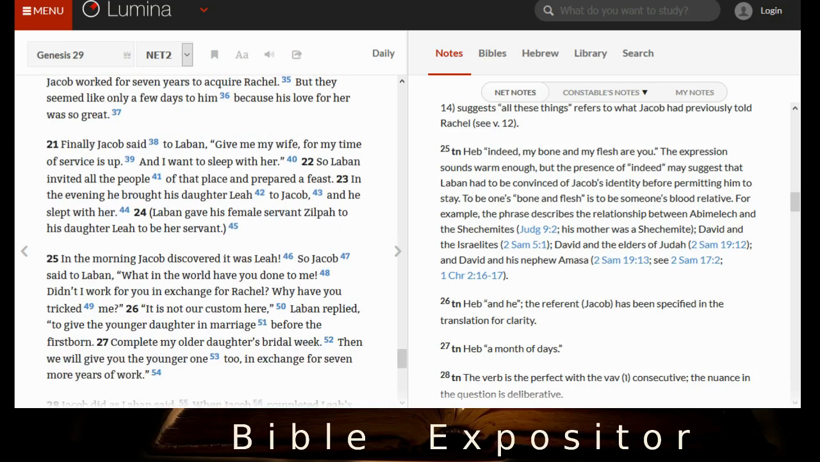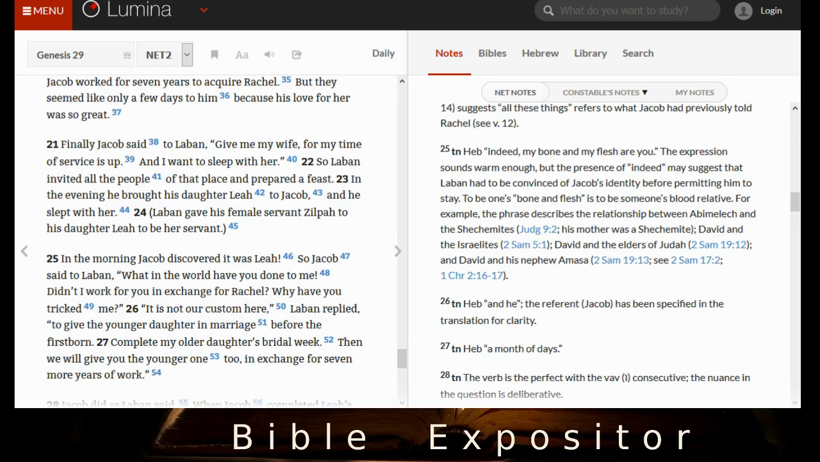So this is what we would call today a bait and switch. I mean, Laban, evidently, it was dark when it was time for Jacob to be given his wife, and he didn't know it wasn't Rachel until the next morning when he had already married her.